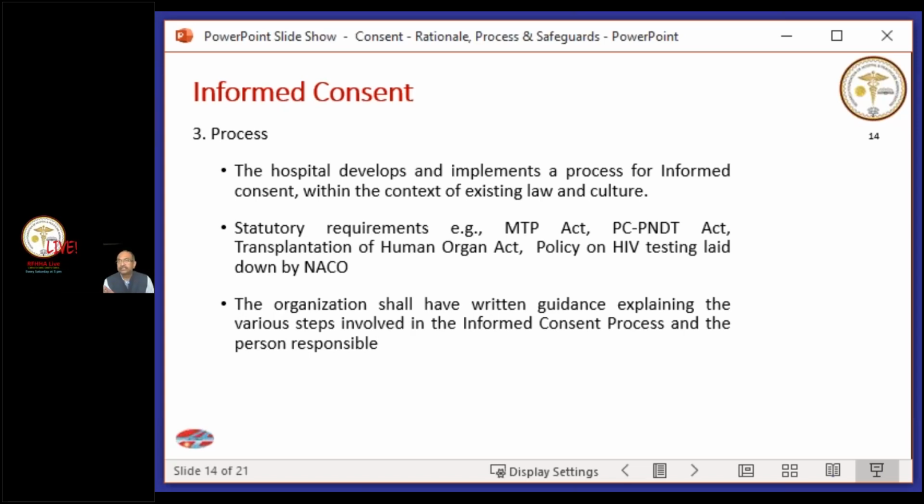The organizations or the hospitals shall have written guidance explaining the various steps involved in the informed consent process and the persons responsible. So this will be part of the hospital SOP where the consent procedures are defined.